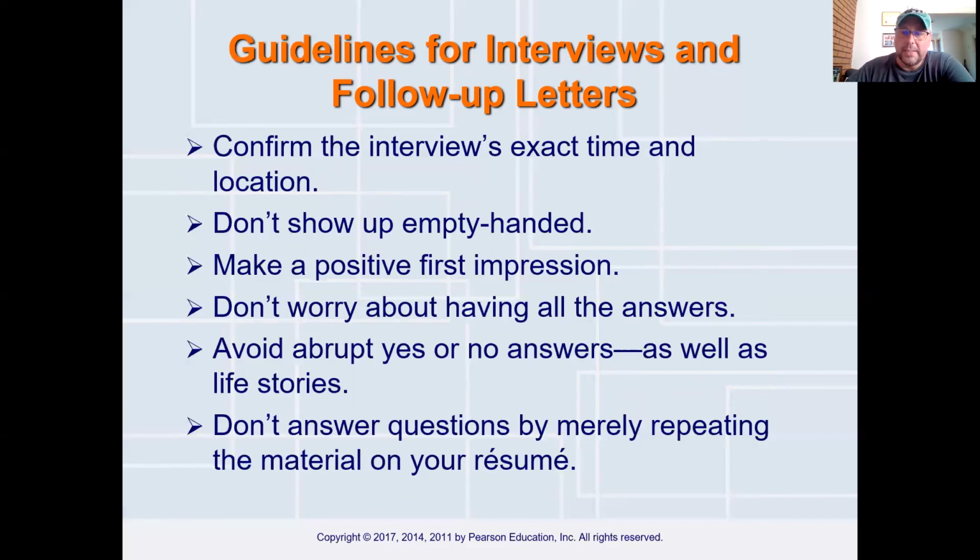Avoid abrupt yes or no answers, as well as life stories. Anecdotes are okay. Going into your past where you may suddenly burst into tears, this isn't the time or the place. Don't answer questions by merely repeating the material on your resume. Okay? Offer up an expanded overview into what you were talking about.